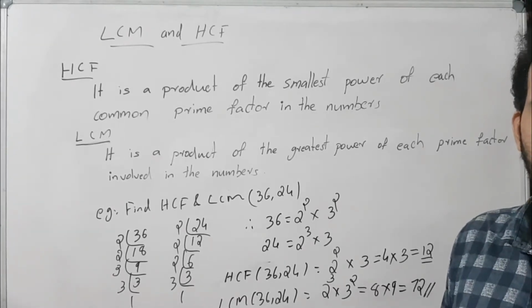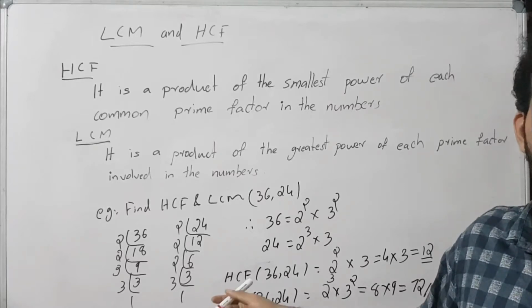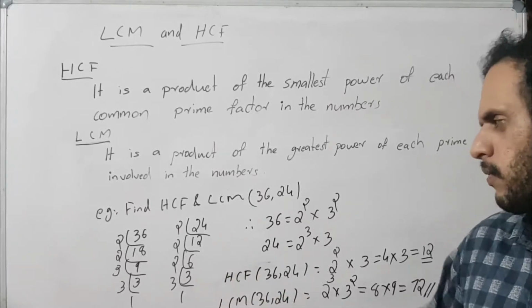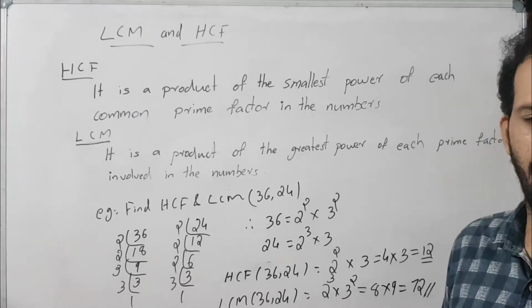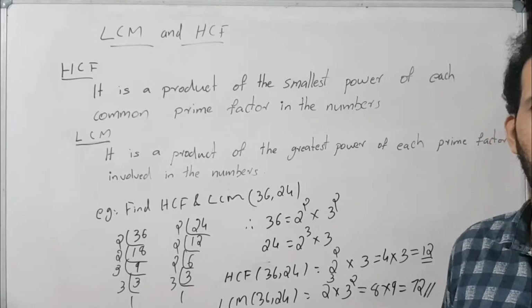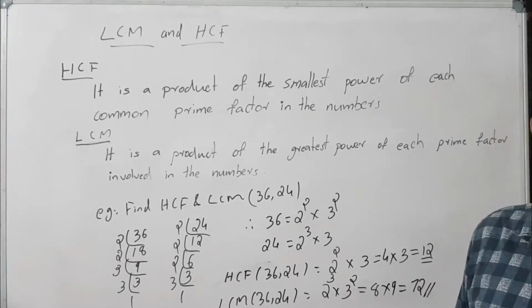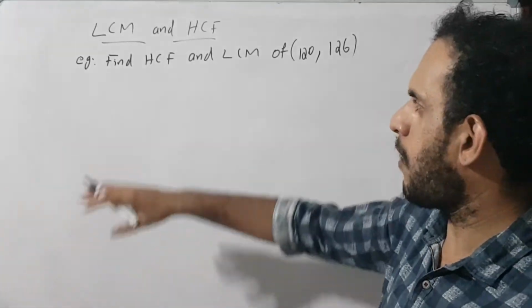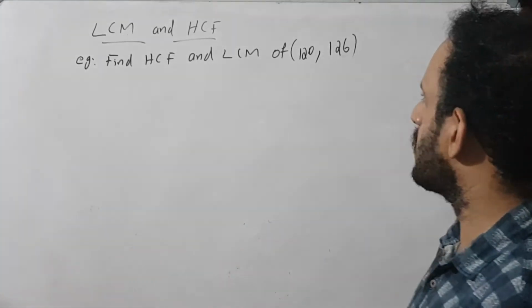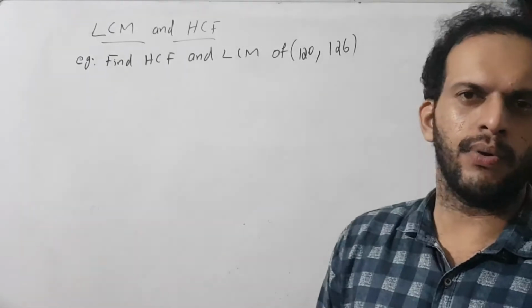Then this is one example of finding the HCF and LCM of two numbers. Okay, this method is not only for finding the HCF and LCM of two numbers. It's possible to find it for more than that. Okay, I think the idea is clear. Example, that one is like this. Find HCF and LCM of 120 and 126.